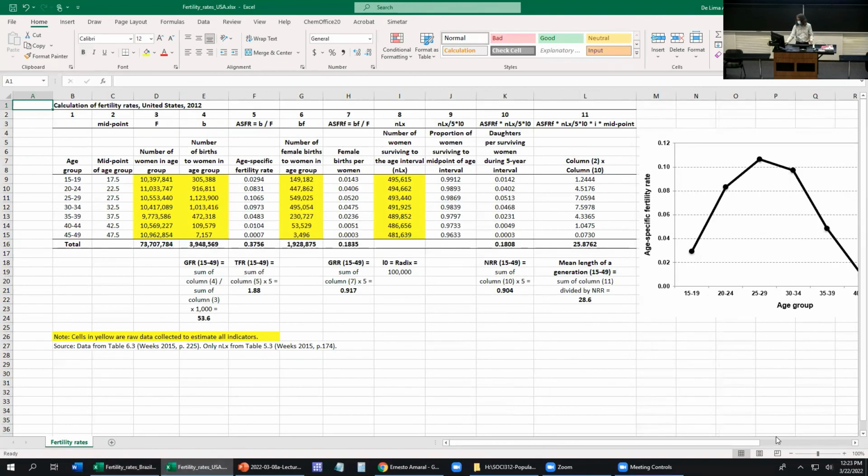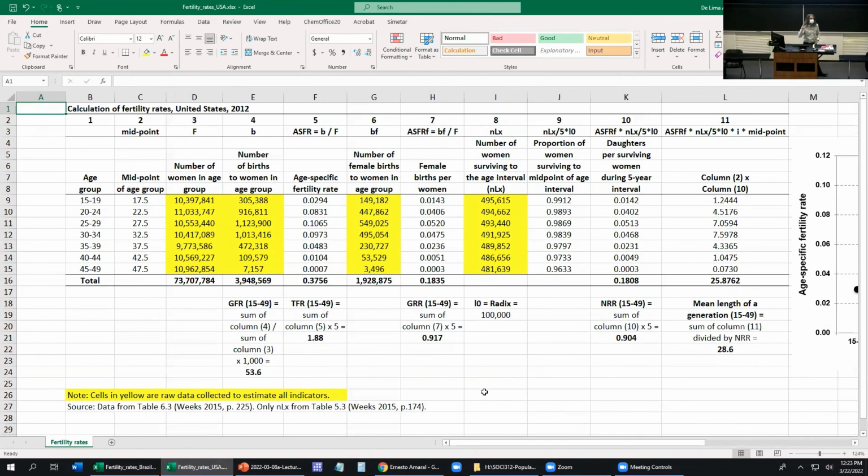And then for this file here for the US, I go into more detail and give an example of how to estimate each one of the rates that I talk about now in the lecture. But in this case, I'm just showing calculation based on data from 2012, only one single year. The data that I had to get to make the calculation in the spreadsheet is the one highlighted in yellow. So the cells in yellow are raw data that I had to collect. I got data from this textbook, pretty much from these tables in this textbook. I have the number of women in each one of these age groups, and the number of births to women in each one of the age groups. So this is both baby boys and baby girls.